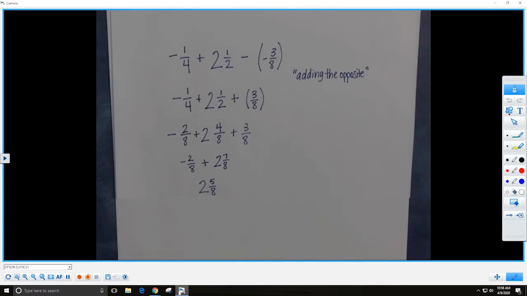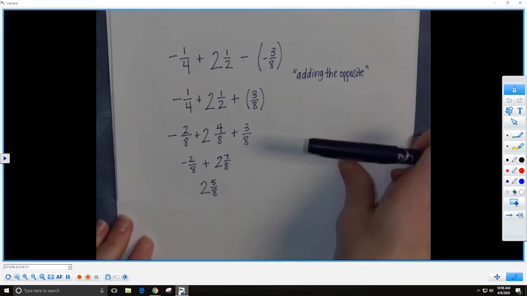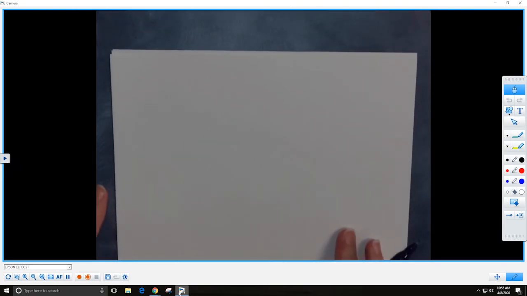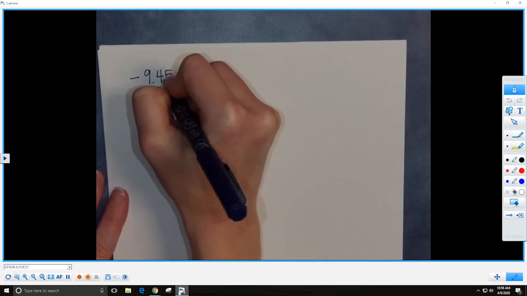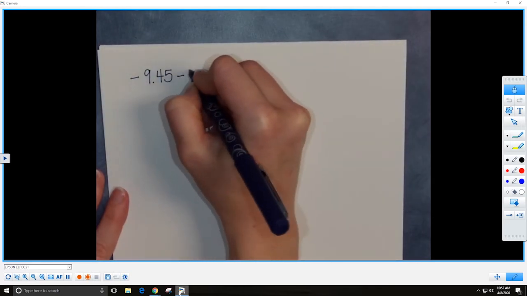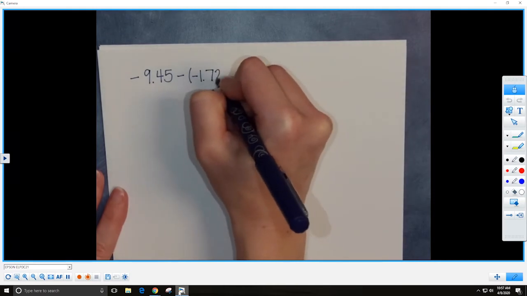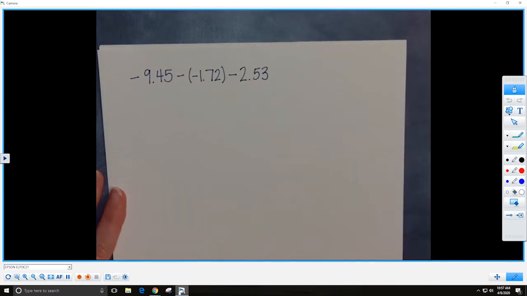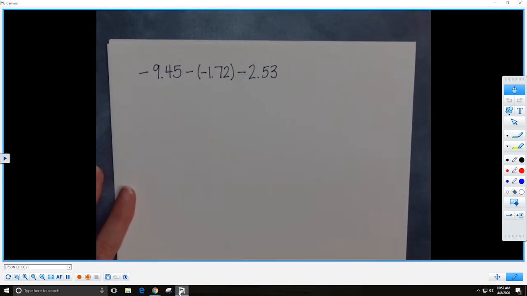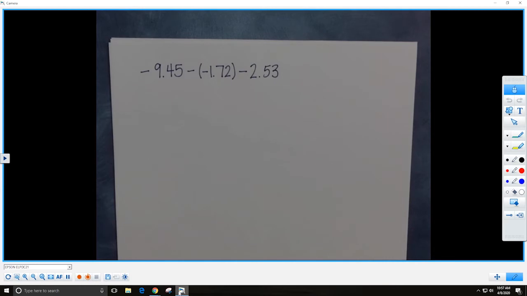Let's think about determining the sign of an answer without working the problem. This will help us know if our answers are reasonable. Without calculating, explain how you can tell if the value of this expression, negative 9 and 45 hundredths minus negative 1 and 72 hundredths minus 2 and 53 hundredths, is positive or negative. So without calculating that, explain how you can tell if it is positive or negative.